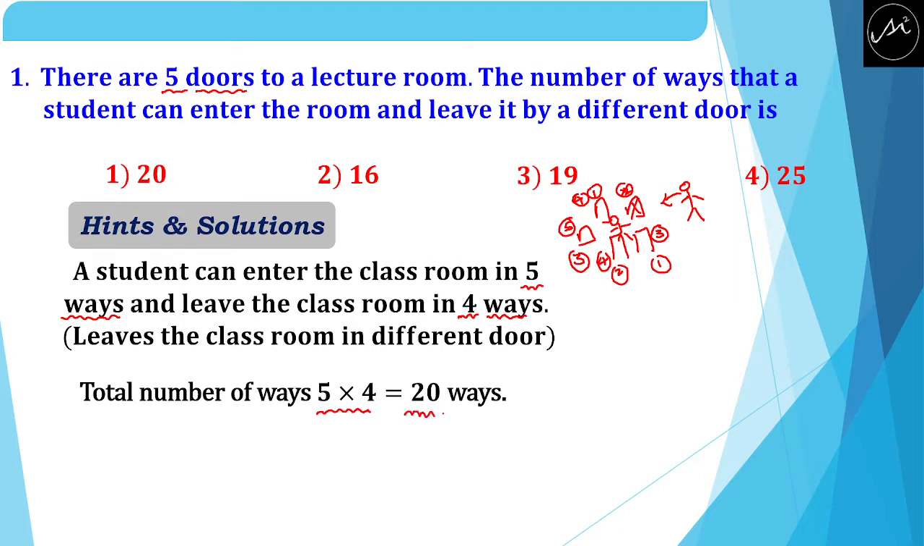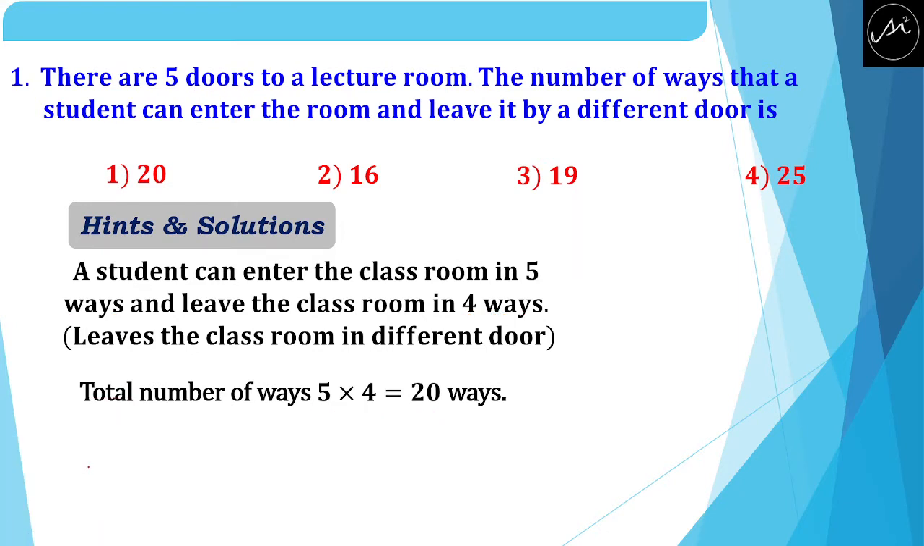ways. That means there are 20 ways for a student to enter the classroom and leave the classroom by different doors. The door through which he is coming, he is not going through the same door. He can go through other doors. So there are totally 20 different ways. So option 1 is going to be the right answer.